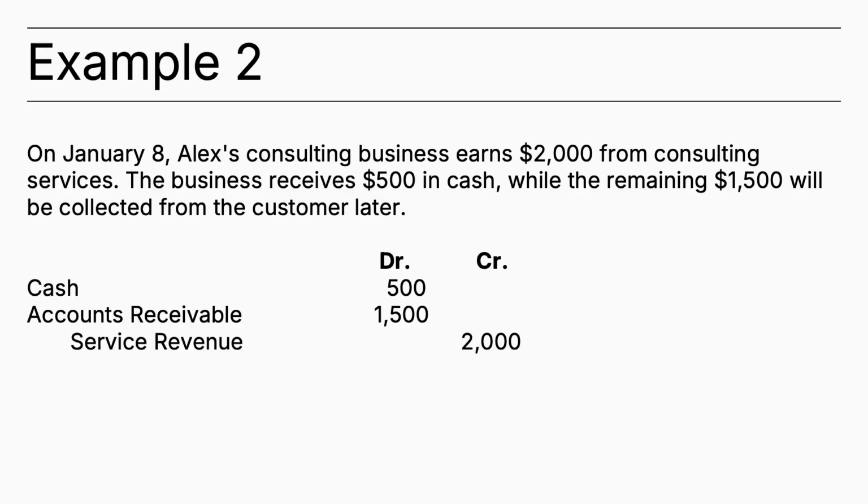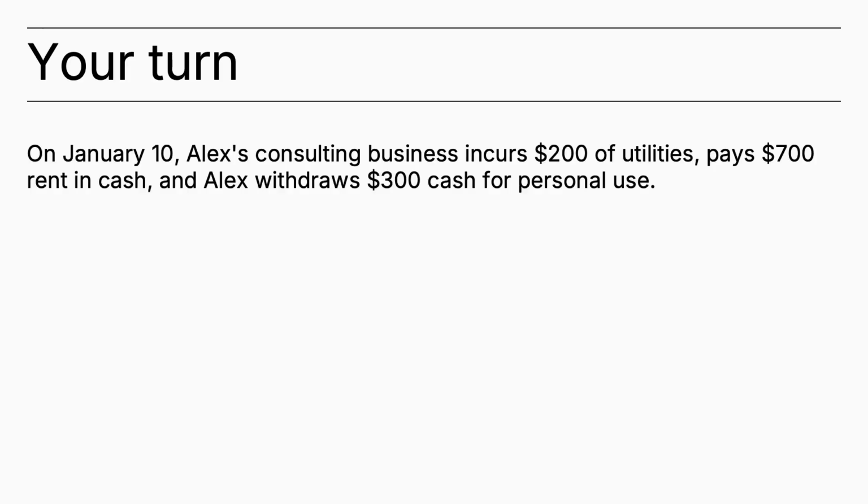So far, we've seen both major forms of compound journal entries. Now, it's your turn to practice. Take a look at this transaction and see if you can identify all the accounts involved before looking at the answer. On January 10, Alex Consulting Business incurs 200 of utilities, pays 700 rent in cash, and Alex withdraws 300 cash for personal use. There are several things happening here, which makes this a great example of a compound journal entry. I'll give you a few seconds to try writing the journal entry on your own.